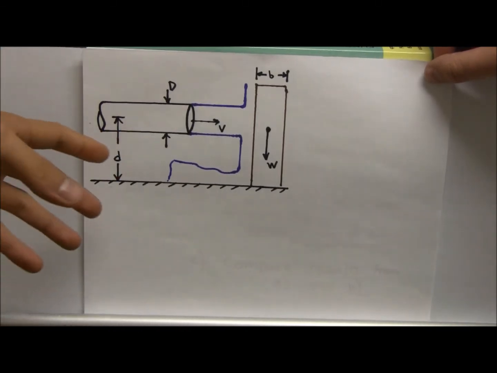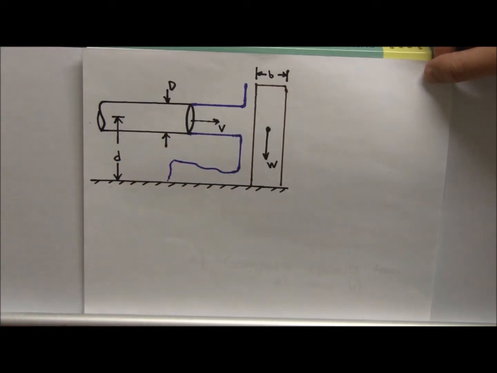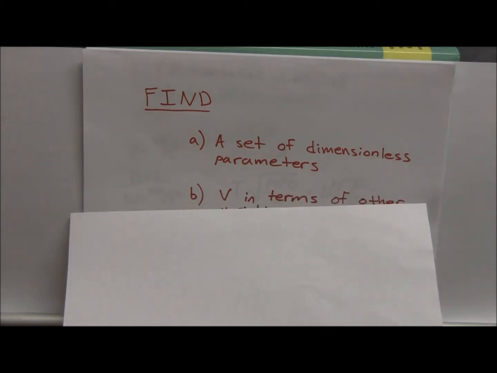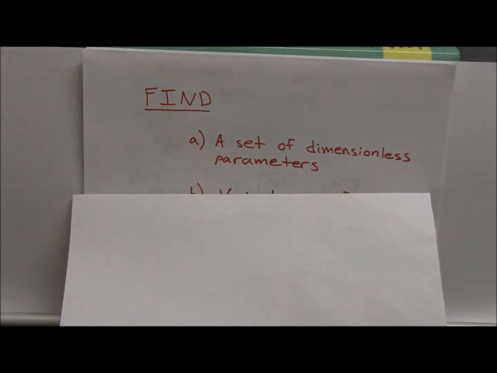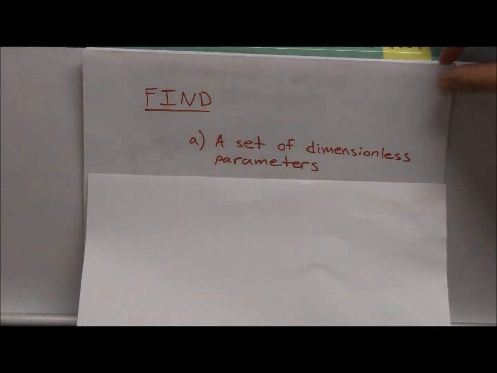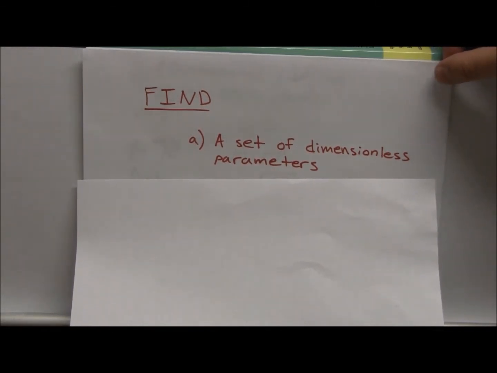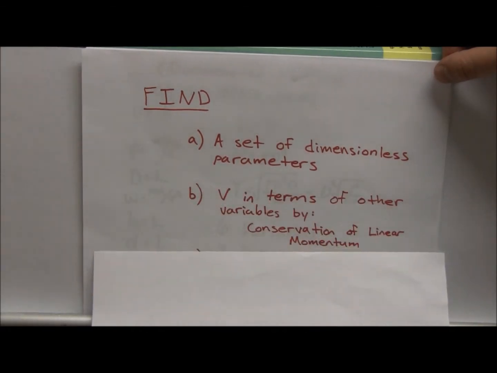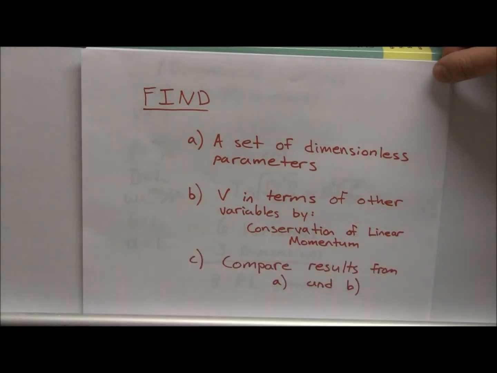So what we're asked to do is basically find out how the water jet makes the block tip. The first thing we're asked to do is find a set of dimensionless parameters, and the way we're going to do that is by dimensional analysis. The next thing we were asked to do is find an equation for the velocity by using the conservation of linear momentum. And finally, we were asked to compare the results in A and B and check for validity.